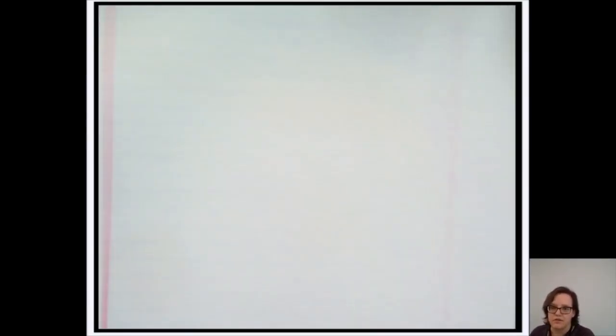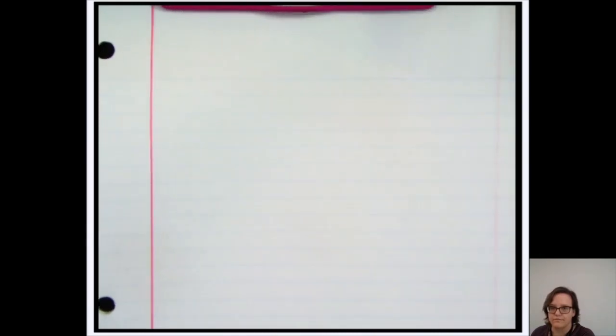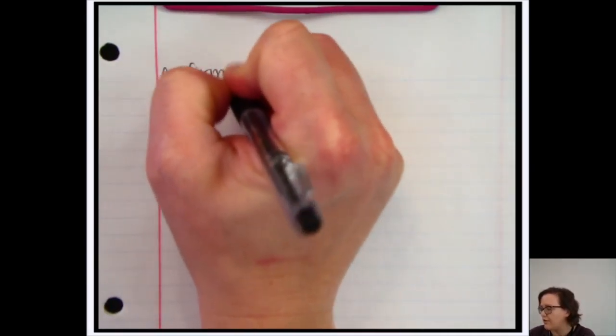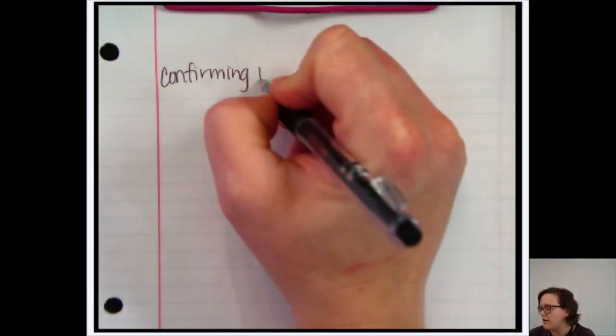Okay, so right now we're going to go to looking and seeing or confirming that we know two functions are inverses. We're going to do that both algebraically and graphically. So let's look at that: confirming that they are inverses.